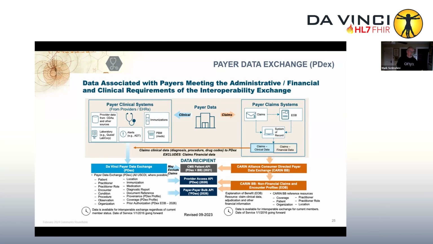With the prior authorization rules, CMS 0057, we've talked about the provider access and payer-to-payer bulk APIs. The CARIN Alliance is really producing non-financial views of those claims and encounters, and payer data exchange will expand, not only pulling in that data through these APIs, but will also add the prior authorizations and the supporting information that goes into making the decision. Let's move on to the next slide.